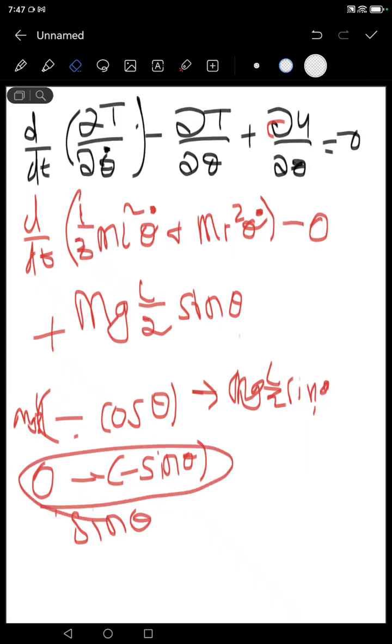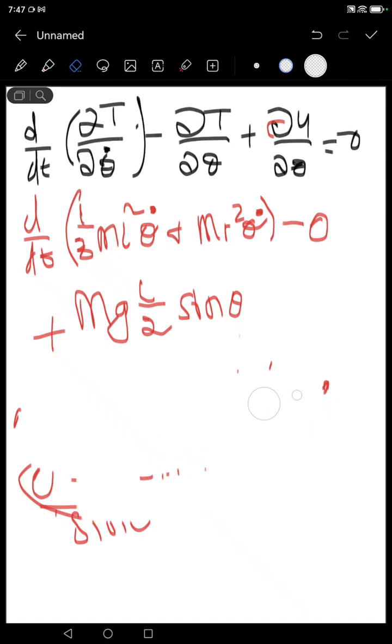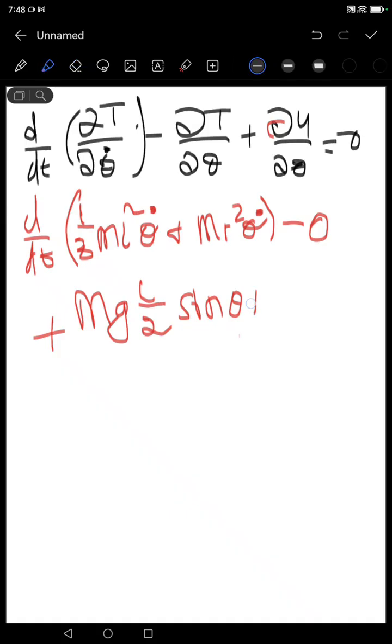And then we also have mgr times (1 minus cos of theta). So we're going to have plus mgr sine of theta. And then remember here, this is the derivative with respect to time. So here we're going to differentiate with respect to time theta dot and the r squared.